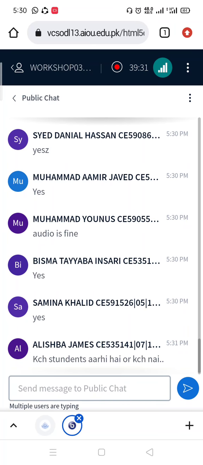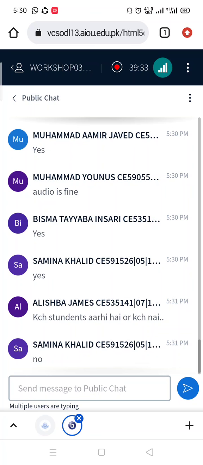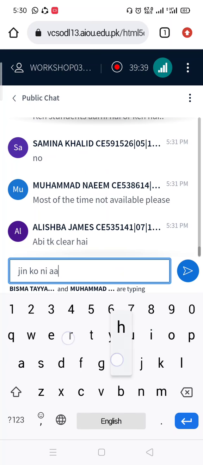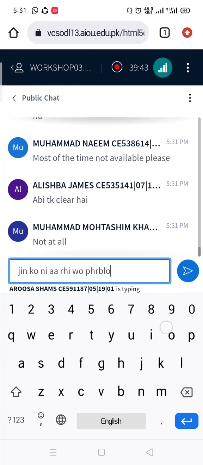So, give me one example of using a semicolon. Write it down. Give me one example of using a semicolon. Let's see who will write down an example over here.